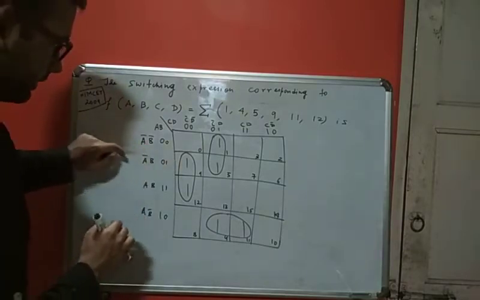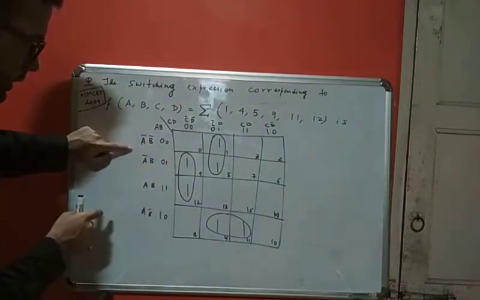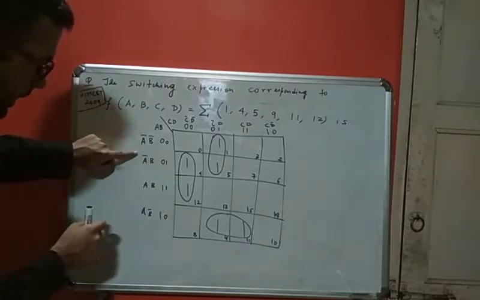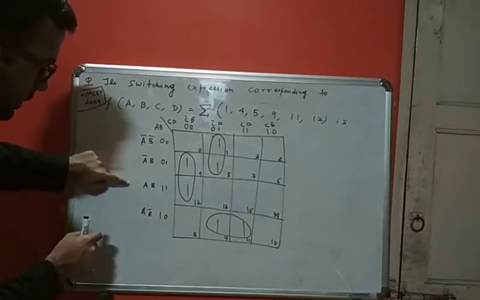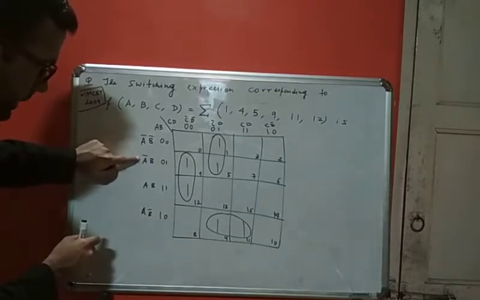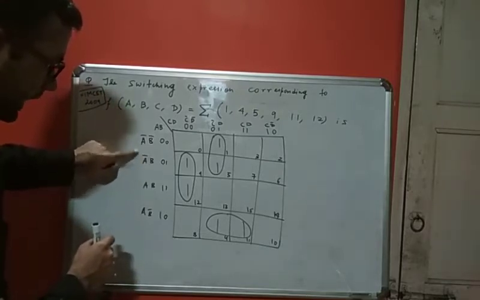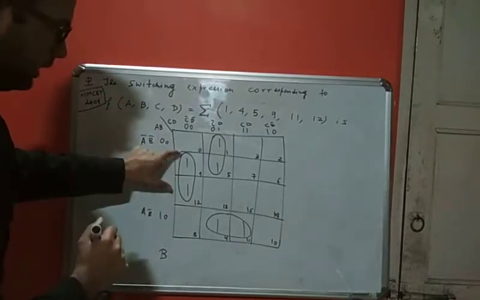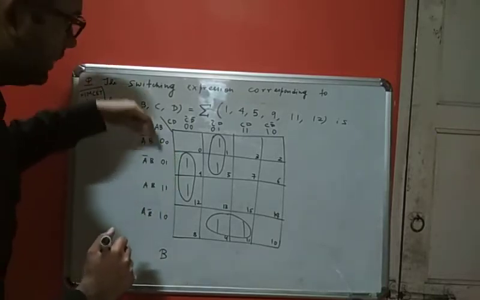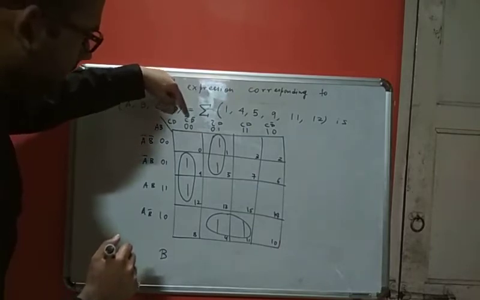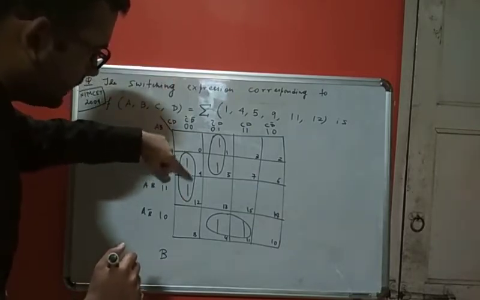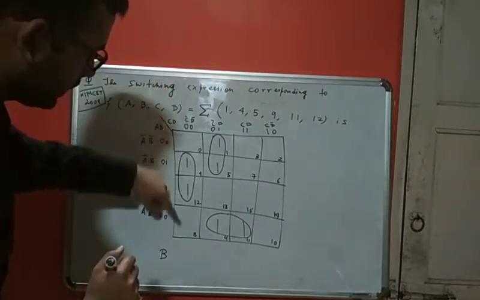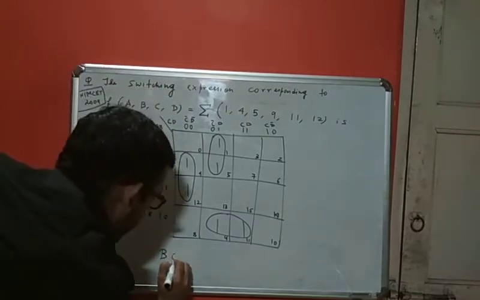Let me write it for this pair first. First look at the rows which are making up this pair. These two rows are making up this pair. In these two rows, the variable that is changing is A. A complement is changing to A, so it gets cancelled. We are left with B. So I write B. Now, for this pair, see the columns that are affected. Only one column is affected, that is C prime D prime. These two ones making up this pair are present across one column, C prime D prime. So we directly write C prime D prime.